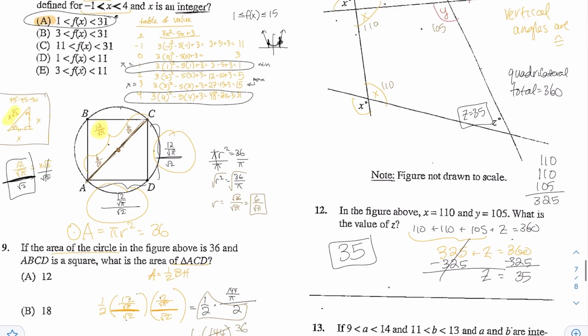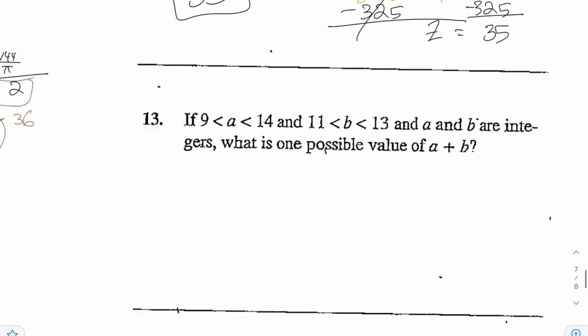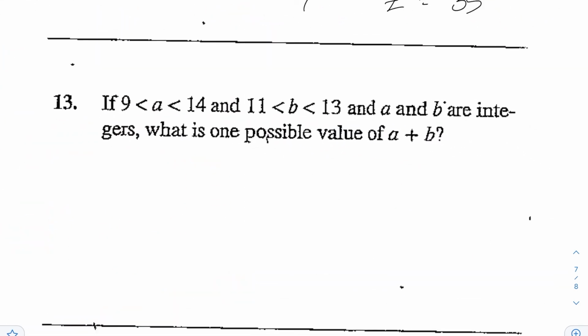All right, next for number 13. If 9 is less than A is less than 14, and 11 is less than B is less than 13, and A and B are integers, what is one possible value of A plus B? So here, A can be 10, 11, 12, 13, and it can't be 14 because it's non-inclusive. B actually has to just be 12 because they have to be integers, which are whole numbers, and they're restricted by the boundaries of the inequality.